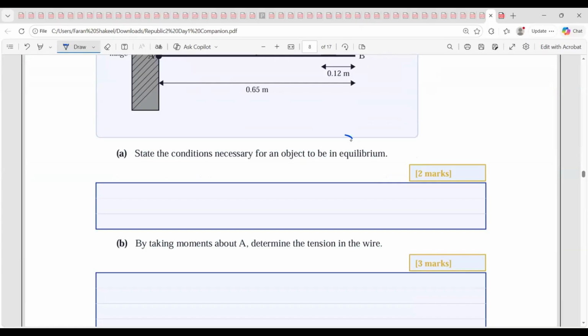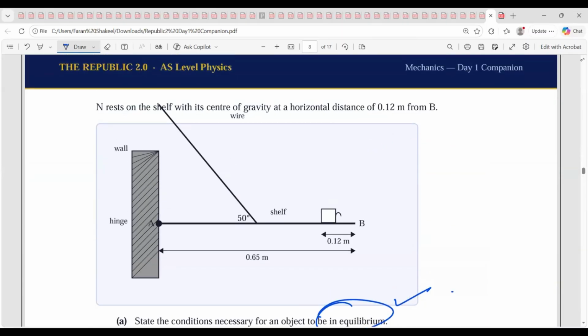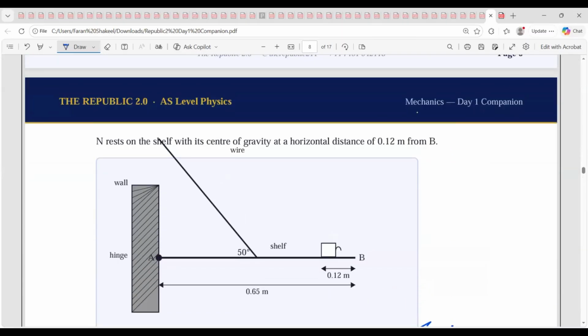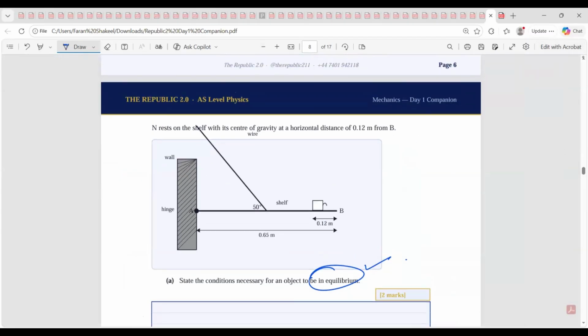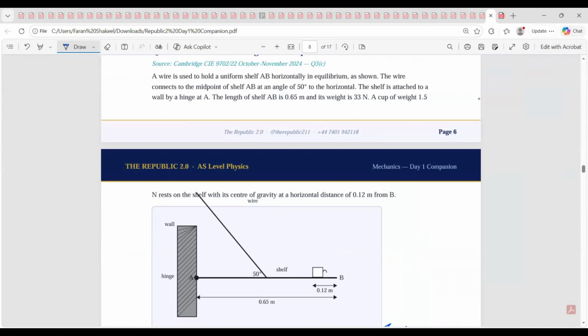Conditions for the object to be in equilibrium, we already know that. By taking the moments about A, determine the tension in the wire. So we just need to take the moments about A and determine the tension in the wire. How are we going to do that? Can any one of you explain? Hassan. You've got the whole question before you as well.